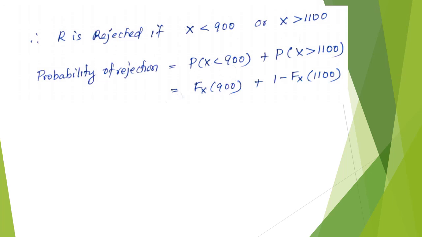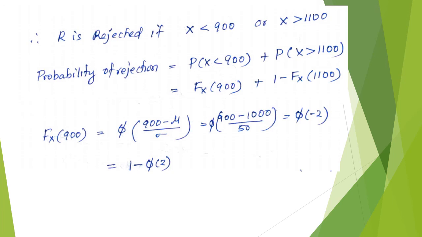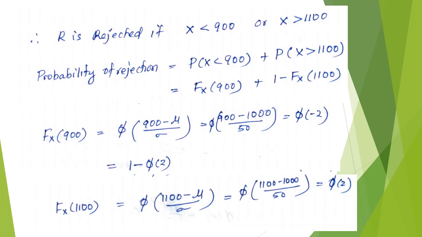Now if you see Fx of 900, 900 is x, so that will be phi of x minus mu by sigma. So x is 900, mu is 1000, sigma is 50, so you will get 900 minus 1000, that is minus 100, by 50, will be minus 2. So phi of minus 2. I said phi of minus 2 cannot be calculated directly, so I have to use 1 minus phi of 2 according to the equation. Similarly Fx of 1100 will be 1100 minus mu by sigma, so that will be 100 by 50, that will be phi of 2.